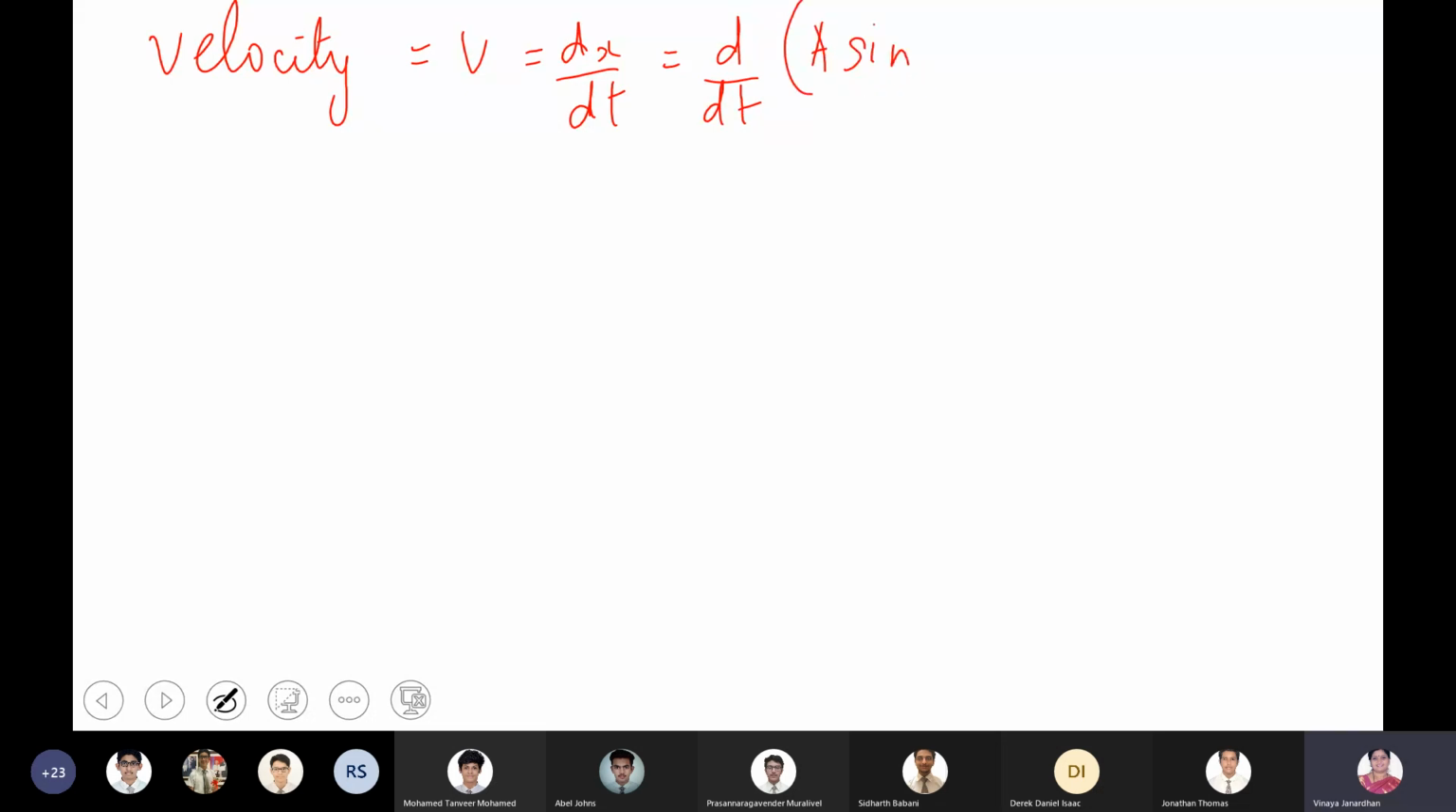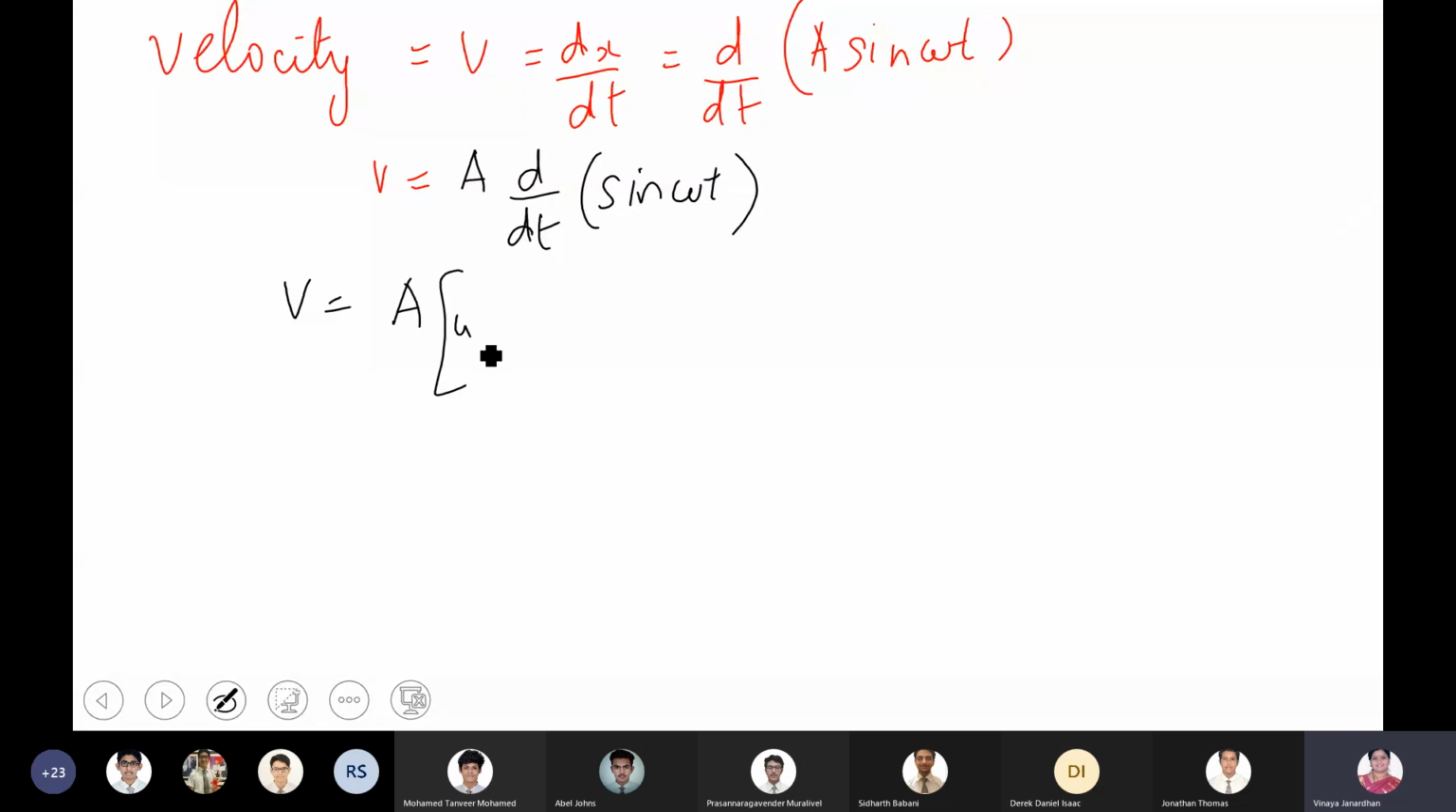Is A not a constant? So A is a constant, and you are going to differentiate sine omega t. Correct, boys? When you differentiate sine omega t, what will you get? You will get omega cos omega t. Correct? Okay, now omega, I have to represent it as what? 2 pi by T.